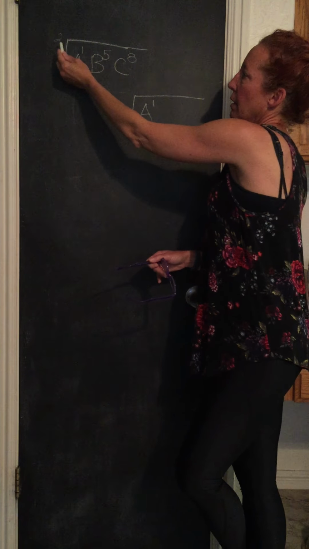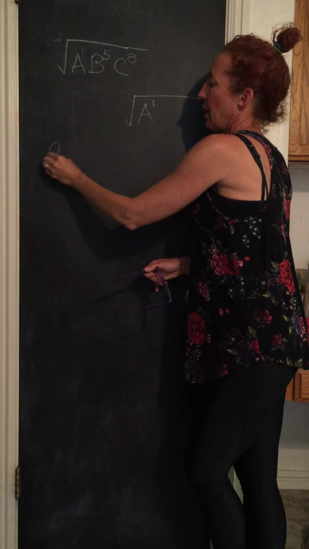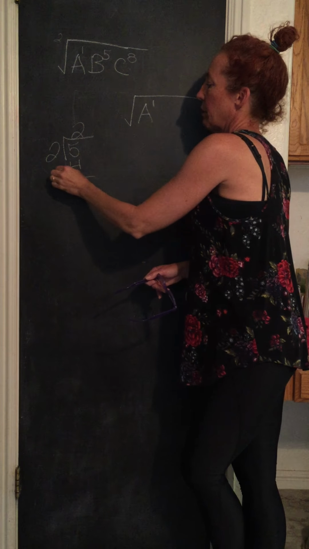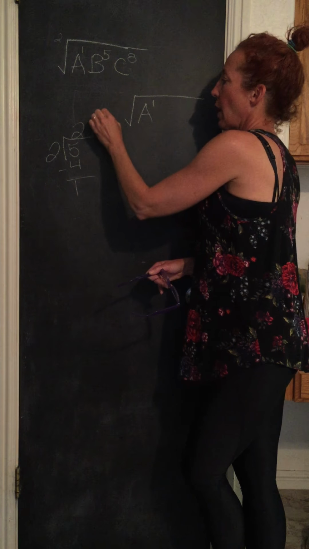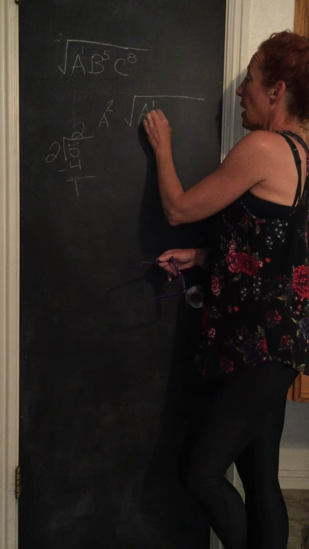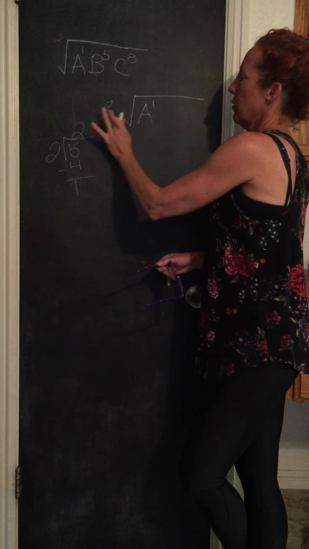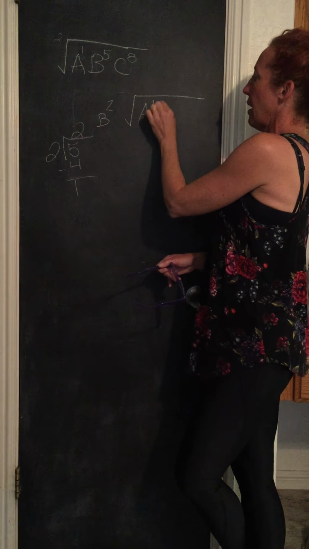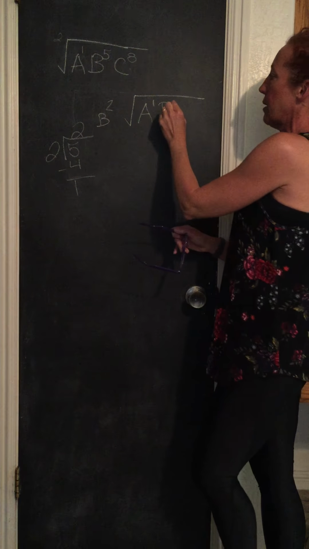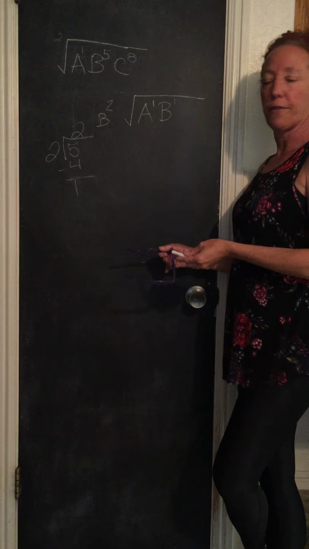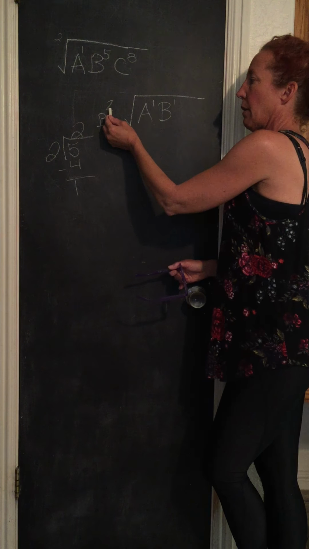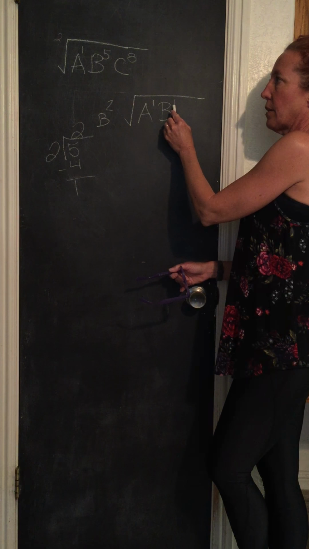b to the 5th. Let's take 2 and divide it into 5. 2 goes into 5 twice. 2 times 2 is 4, and we know we're going to have 1 remainder. So I have 2 pairs of b's outside, b squared, and b to the 1st on the inside. Sorry, I wrote the wrong letter earlier, and I'm not going to go back and fix that. I think I've been at this for quite some time. 2 goes into 5 twice. There's 1 remainder, b squared on the outside, b to the 1st on the inside.